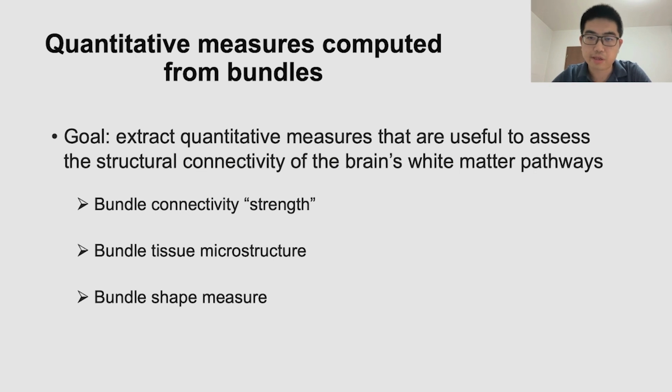Then after performing segmentation, the next step is to compute quantitative measures that are useful to assess the structural connectivity of the fiber bundles. In the following slides, I will introduce three major types of measures that are widely used, including the connectivity strength, tissue microstructure, and the shape measures.